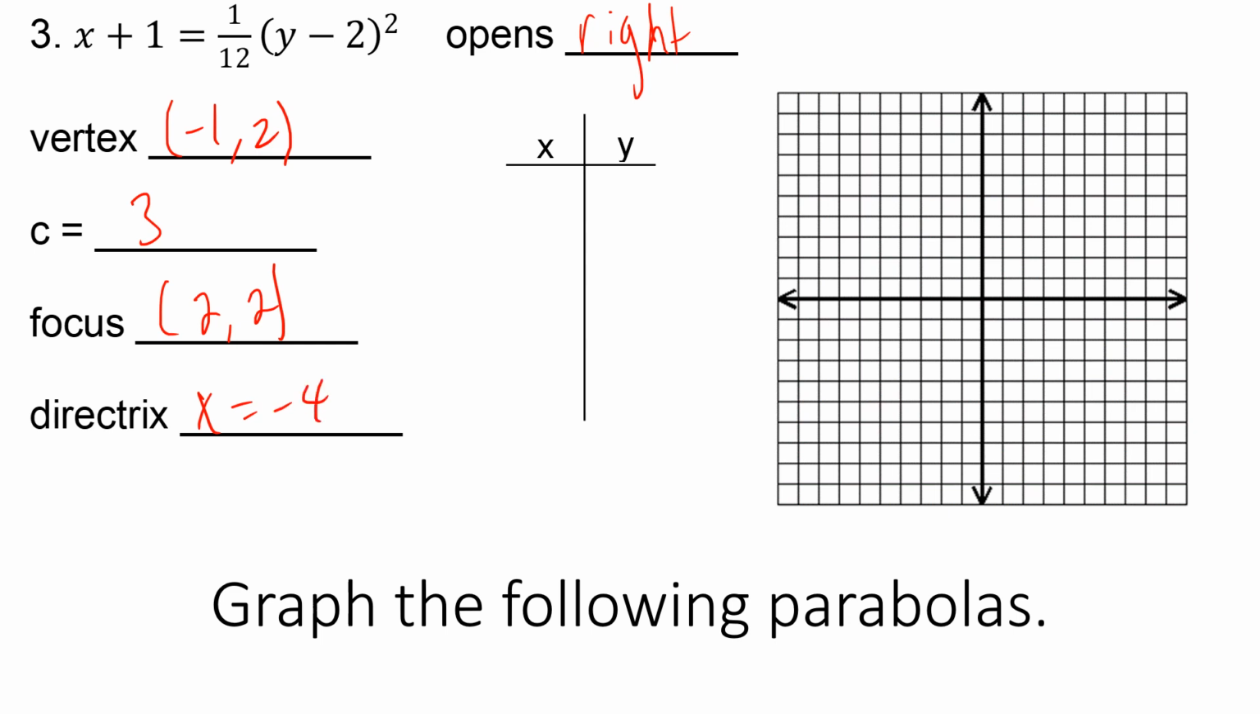On your table, if you're plotting your points, I know I'm at negative 1, 2. And then for my y values, I used 8 and negative 4. They were 2c away from the y value of my vertex. When I plug that in, I got 2 and 2.